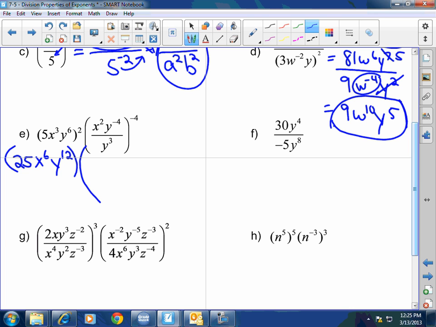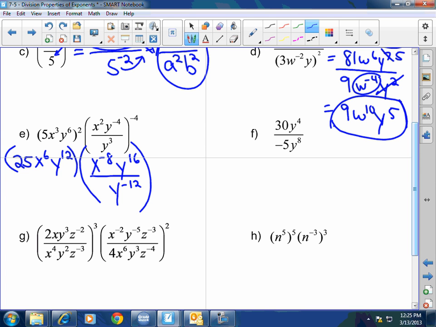Correct. X to the negative 8. Y to the 16th. Over y to the negative 12th. And then from there, you flip the negatives. I would definitely.